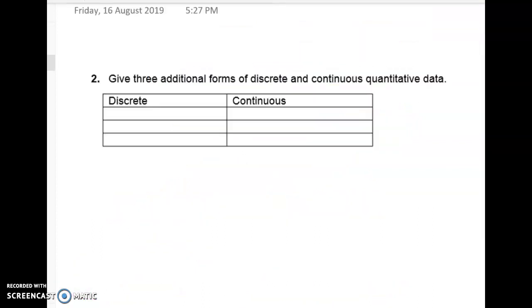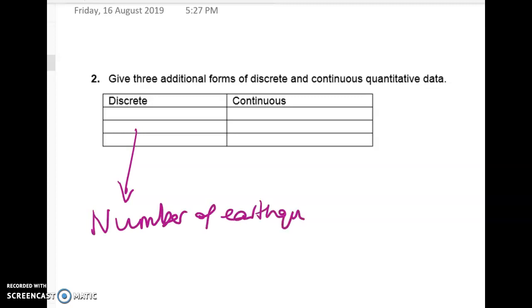Here's question 2. Right, give 3 additional forms of discrete and continuous quantitative data. So you can think of anything here. Here are my 3 for discrete. I thought of the number of earthquakes in New Zealand in 2018. That's the first one I thought of.